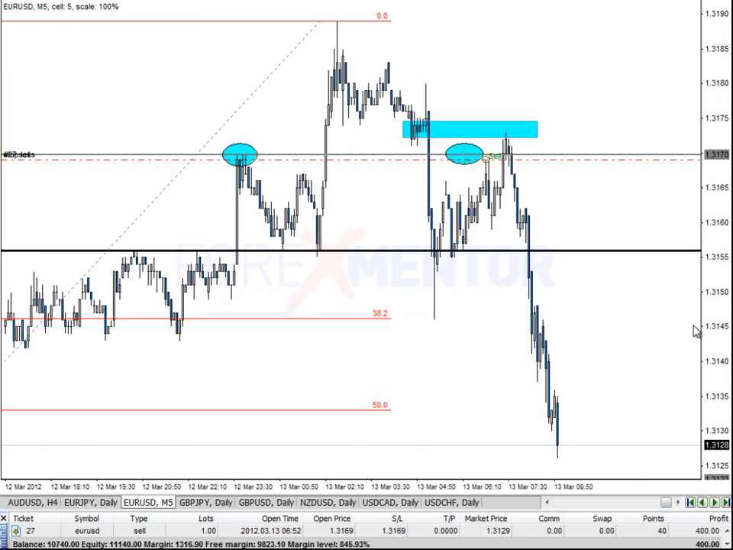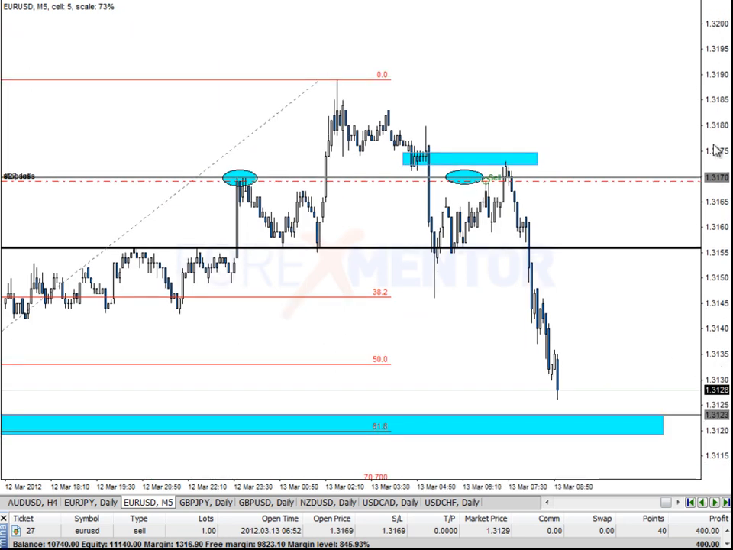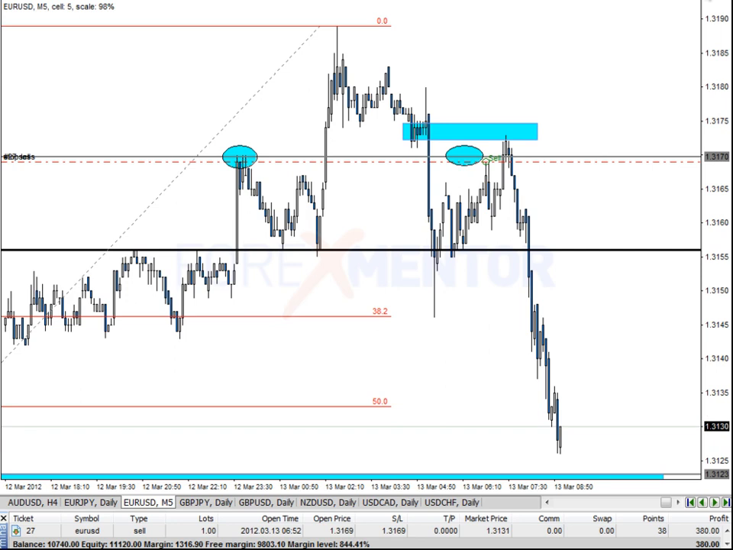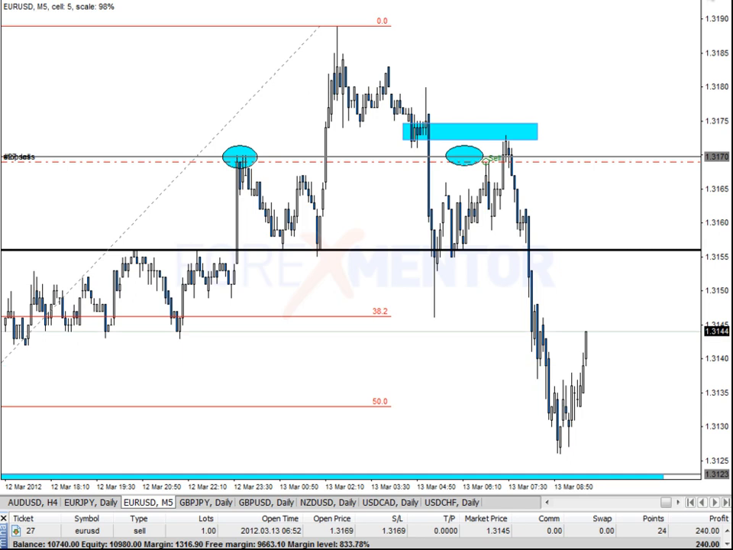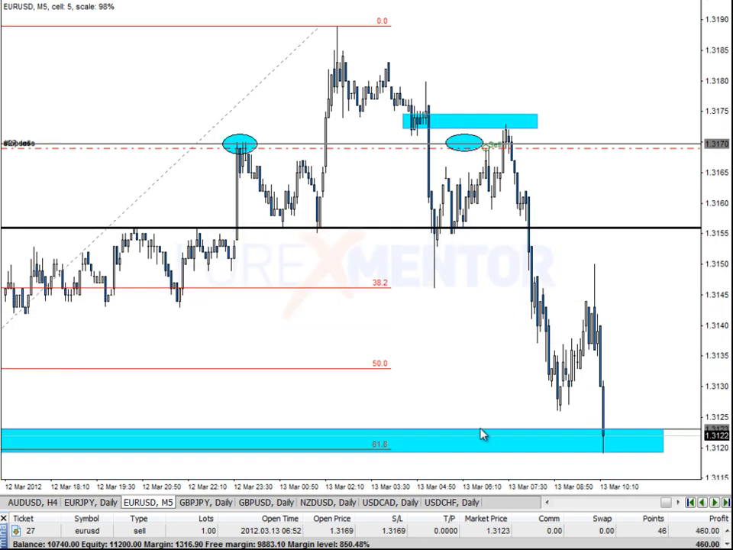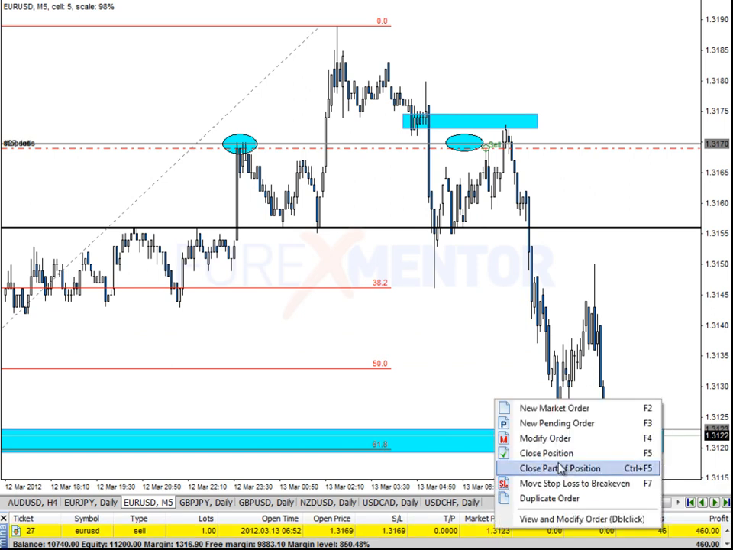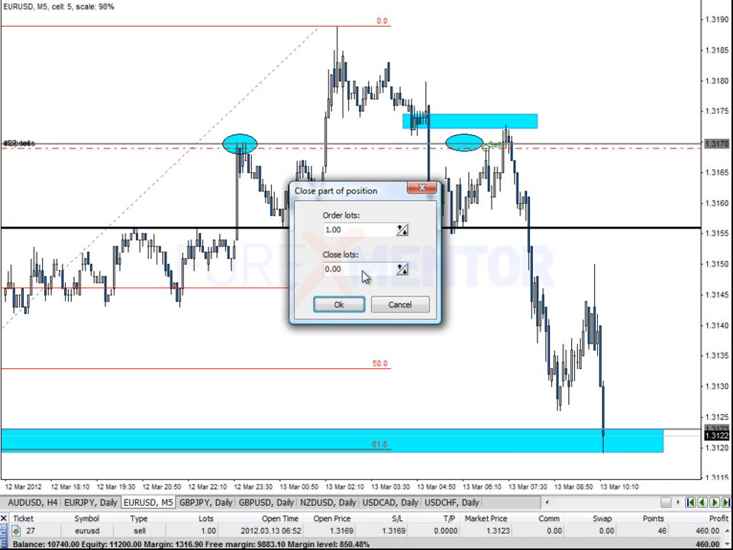So that's the area there I'm watching very closely, and if you can, set a limit order if price gets down there. See it feeding up into this block here. Okay, so now we've had a spike down. There's that 62 area. I'm going to take some profits here, close part of the position.